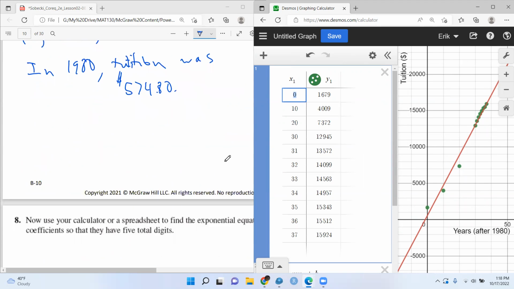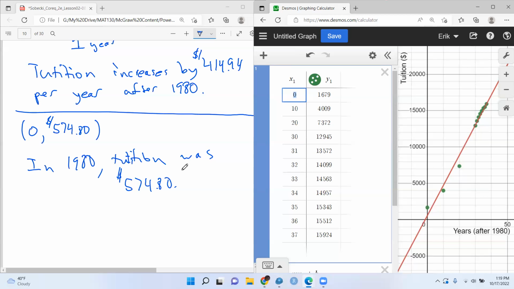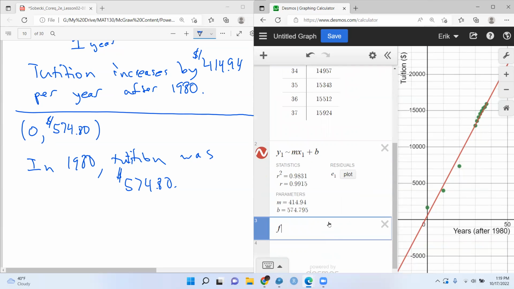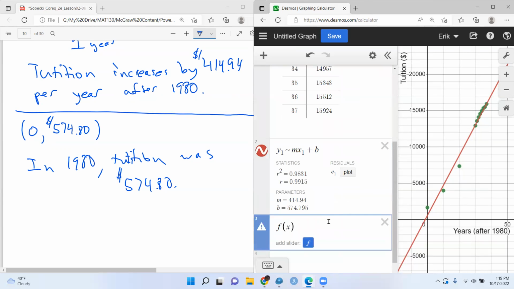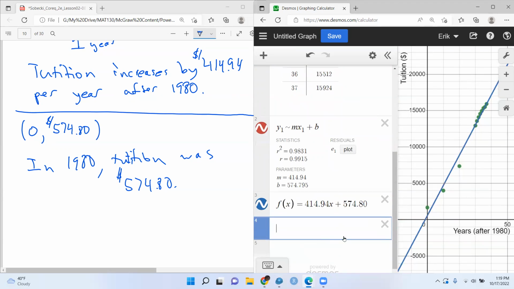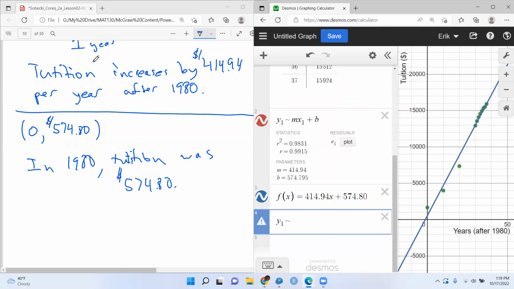Cool. Okay. So now we're going to find the exponential model, unless there's any questions on that. Is everyone happy about that mess? Also, I'm going to just go ahead and type in our function for the linear model of 414.94x plus 574.80. Okay, so for the exponential model, we're going to type in that model we learned last time in 2.5. So since our table still has x1s and y1s in it, we're just going to do y1 tilde. And then the exponential model is AB to the x.